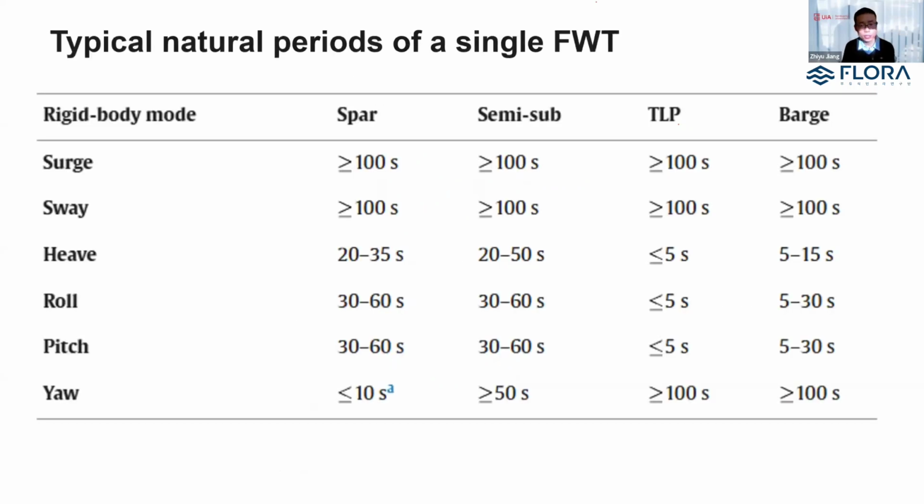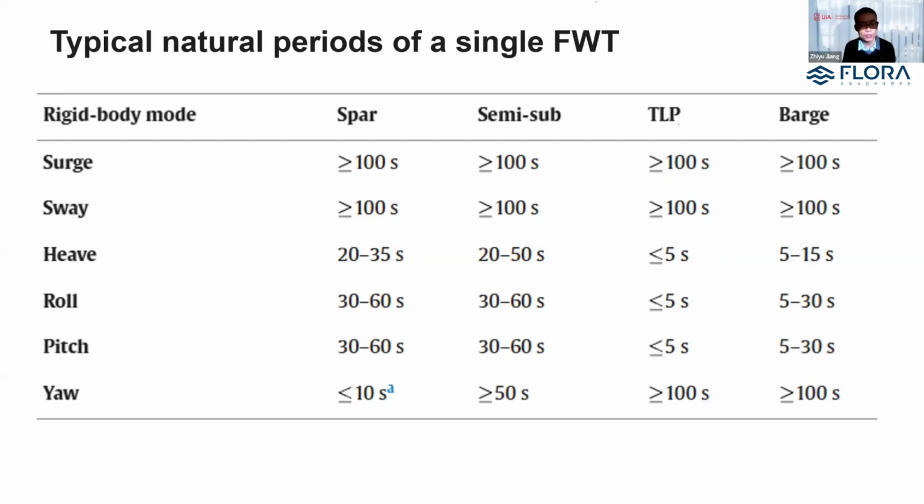Typical natural periods of a single floating wind turbine. So these are the natural periods for the system with wind turbine as well. I'm talking about the rigid body natural periods of a platform. Okay, I'm not talking about the flexible natural periods of the blades, etc. So there are only 6 degrees of freedom for a rigid body, surge, sway, and these are the modes dominated by mooring systems because it's only the mooring system that is providing restoring in the horizontal plane, right?